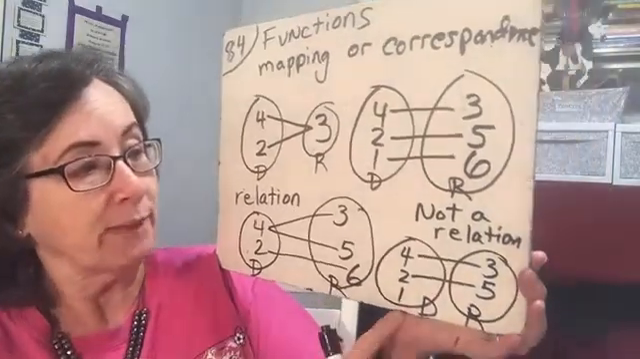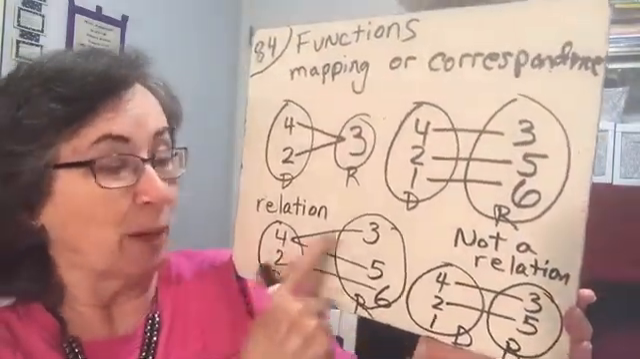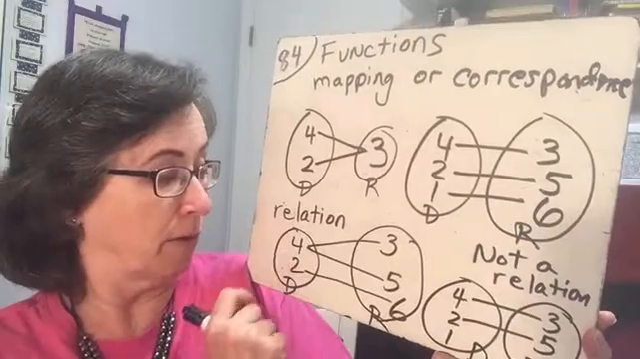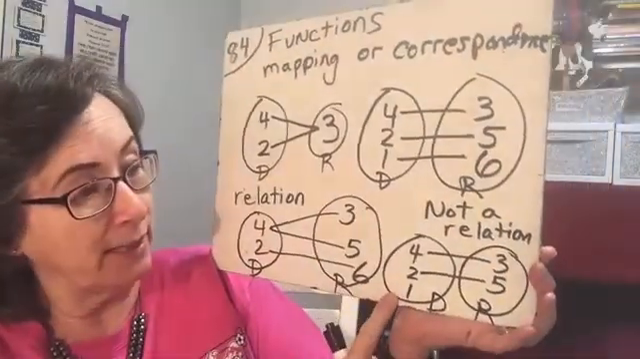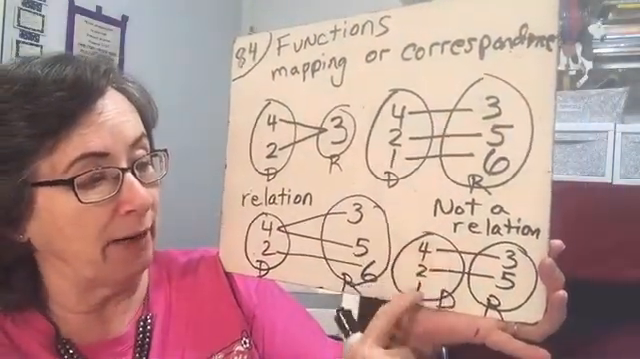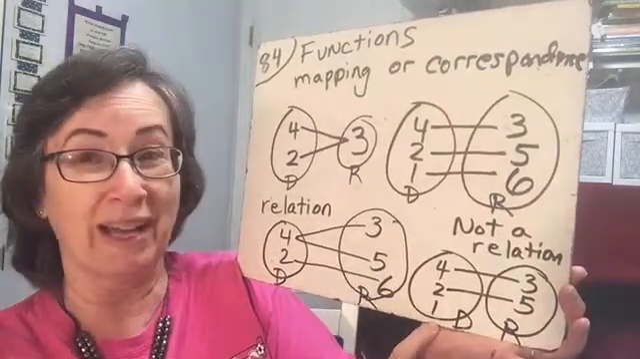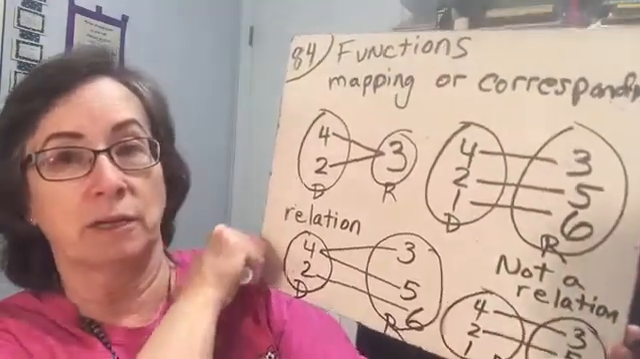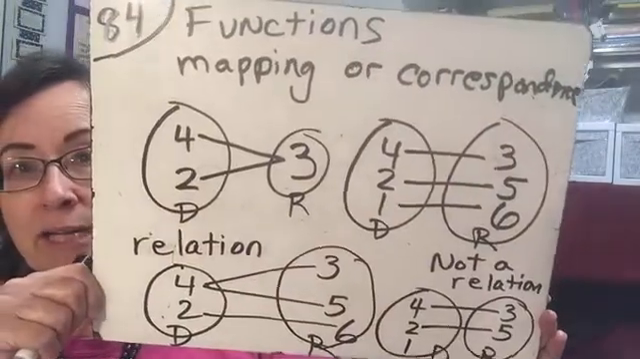Now here, we have a pairing. So 4 can go to 3, 4 can go to 5. Over here, we have a pairing, but no pairing for the bottom one. The 1 goes nowhere, therefore it is not even a relation.